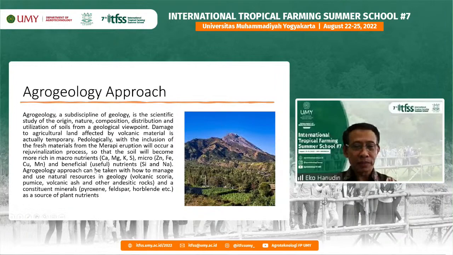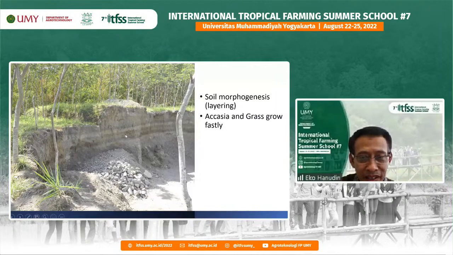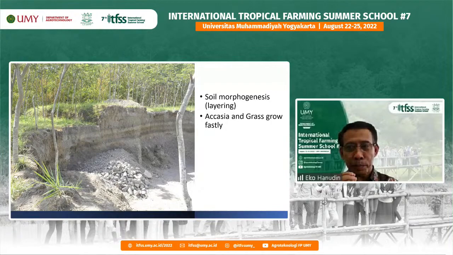This is an example, the soil profile at the upper slope area. You see this is the morphogenesis of the soil. You see this is a layered profile with colors of gray, yellow, and black. This indicates the periodization of the material deposition process. And this area is dominated by sand particles, and also the big ones, rock blocks. This is a new soil, developed from fresh volcanic materials. And the plants can grow fast in this area.